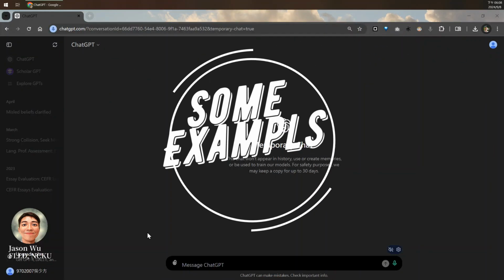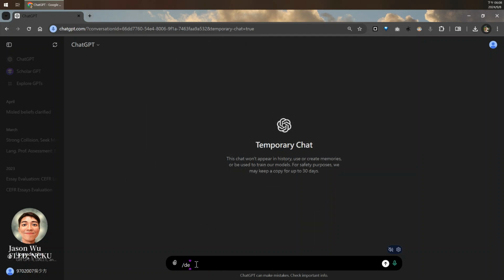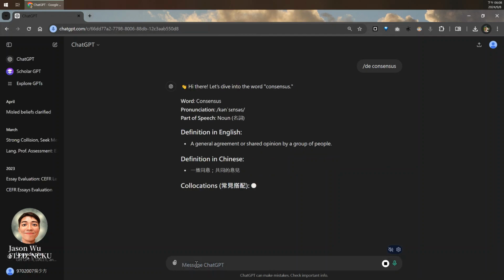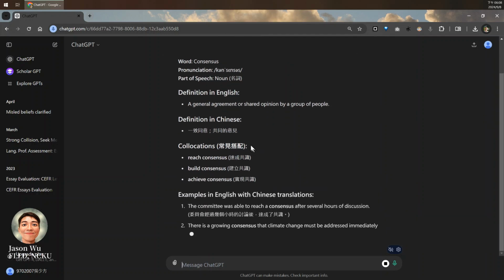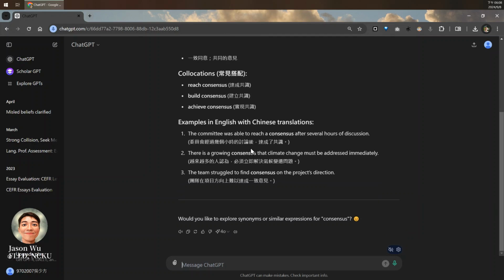So let's try the word, for example, consensus. All right, so /DE. DE means define. So give me the definition of the word consensus. Okay, let's see how ChatGPT responds. Well, it gives you the definition, right? English, Chinese, and it also gives you some collocations, how people use words together, like reach a consensus, build consensus, achieve consensus, right? And it gives you some examples. This is very good.